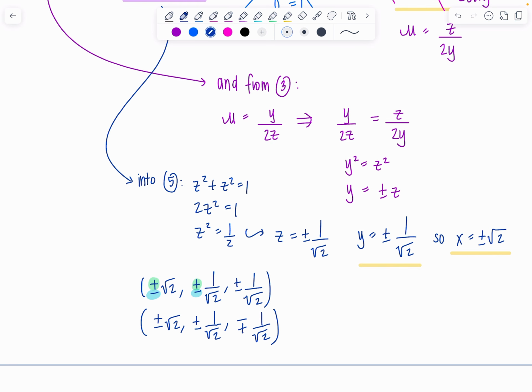So let's see, which is going to give me the absolute max, which is going to give me the absolute min. We got to plug into the original function to see. I did it for you already. Aren't you so excited? This is 3/2, and this is only 1/2. So this is our absolute max, and this is our absolute min.